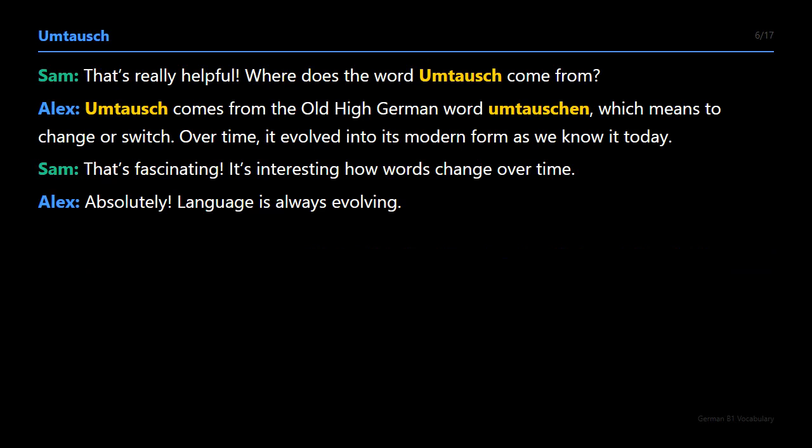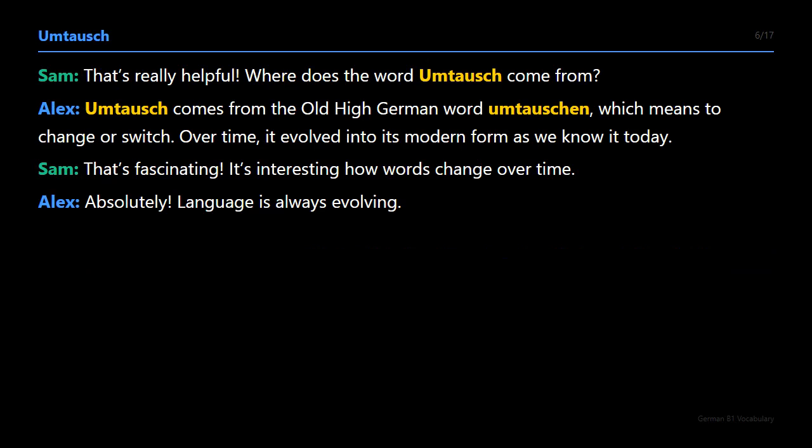That's really helpful. Where does the word Umtausch come from? Umtausch comes from the old High German word, Umtauschen, which means to change or switch. Over time, it evolved into its modern form as we know it today. That's fascinating. It's interesting how words change over time. Absolutely. Language is always evolving.